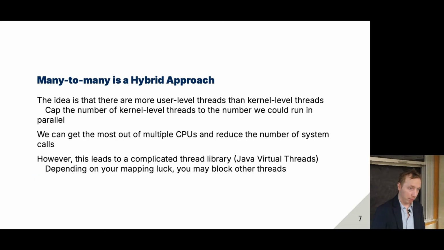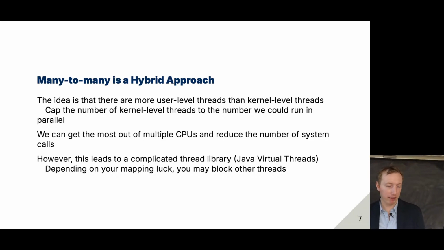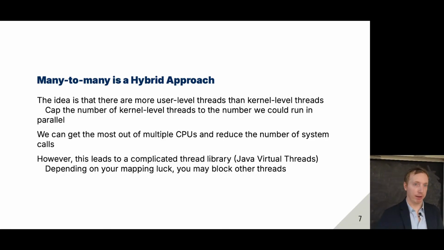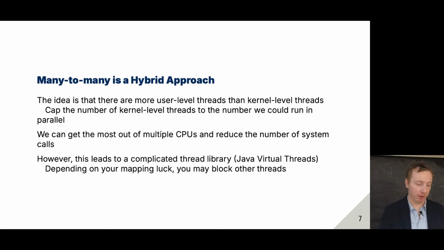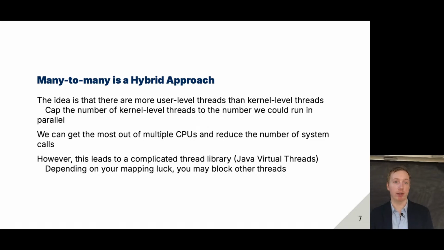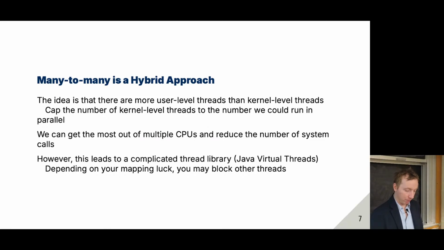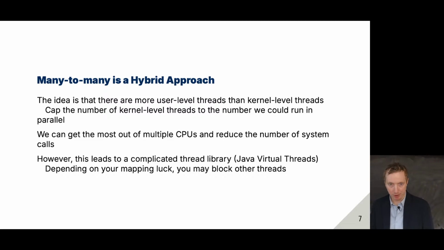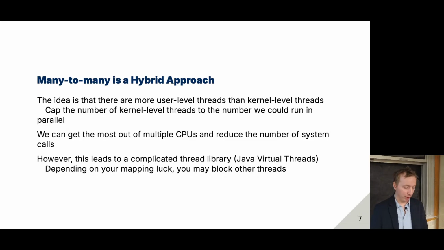The other one is many-to-many. The idea here is that we have more user-level threads than kernel-level threads. Again, maybe if they don't block that often, then you just have as many kernel threads as you have cores on your machine, so you can get all that parallelism, but you don't have to do slow system calls every time. So the idea, again, is to try and get the full parallelism with as few system calls as you can. But this leads to a very, very complicated threading library.